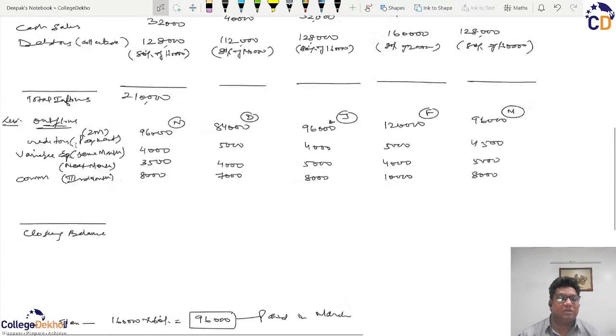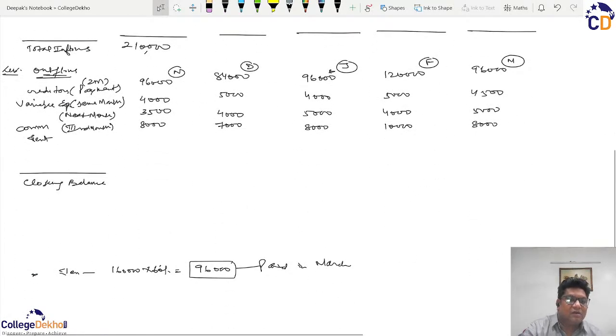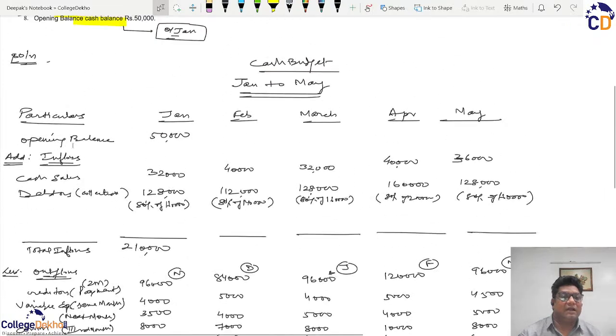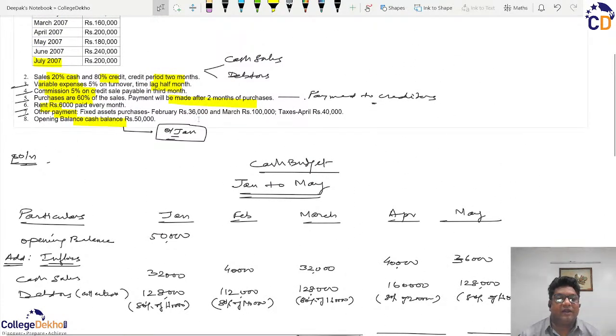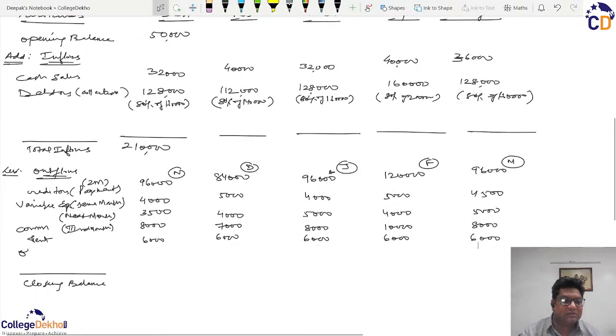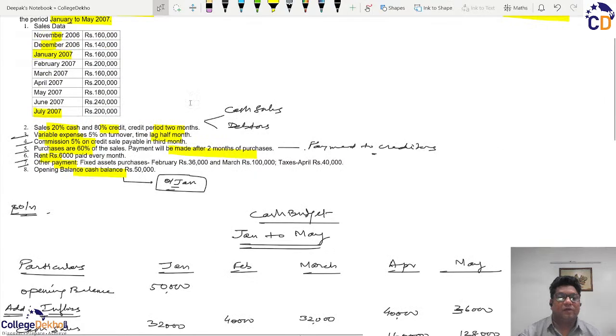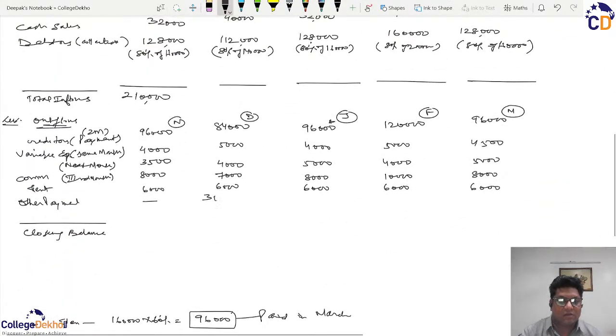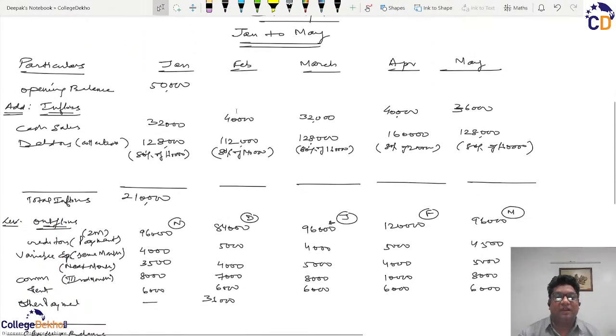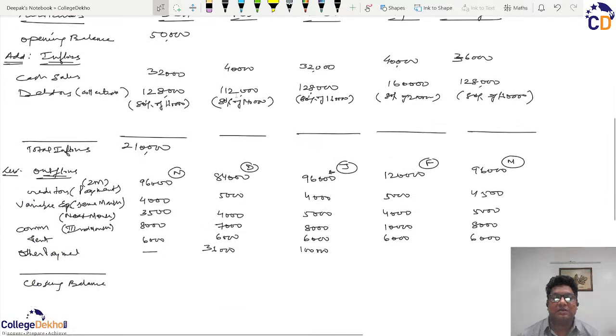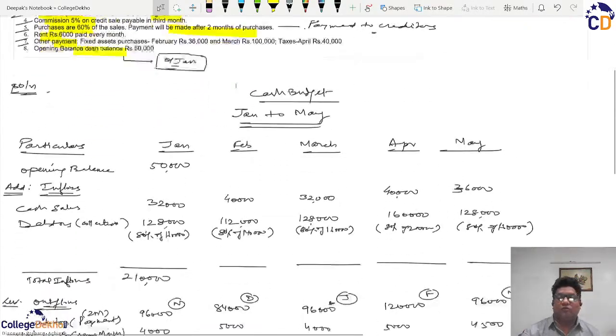Now the rent is 6,000 per month. No confusion, no problems. So rent सेम मंथ में पे हो रहा है तो 6,000 रुपीज हर मंथ का इफेक्टिव आउटफ्लो बन जाएगा. एंड आफ्टर दैट द अदर पेमेंट्स वर इन February एंड मार्च. तो जनवरी में कुछ नहीं है, फरवरी में 36,000 है, मार्च में 1 लाख है और अप्रैल में 40,000 है. तो ये कंटीजेंट पेमेंट है, स्पेशल पेमेंट्स हैं जो जब आई तब उसको आउटफ्लो ले लिया और इसके अलावा क्वेश्चन में और कोई आउटफ्लो इनफ्लो नहीं है.